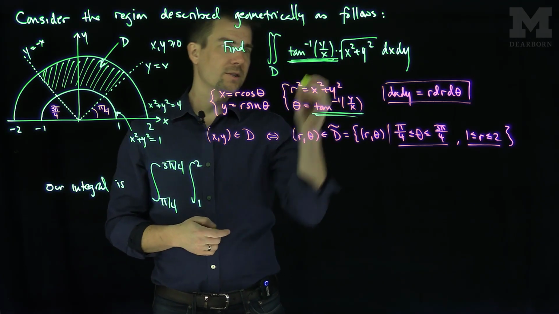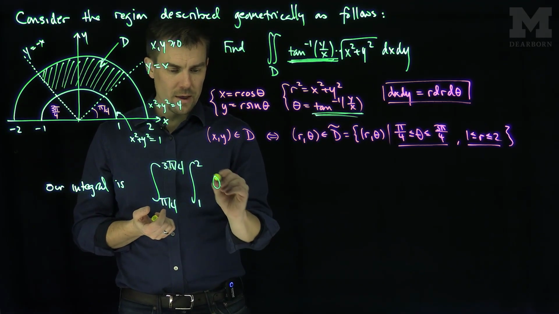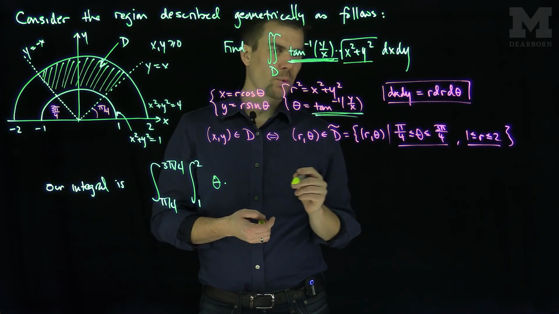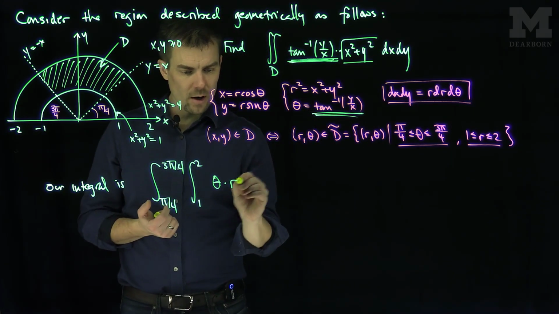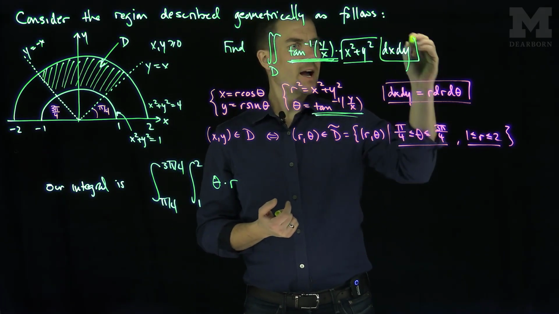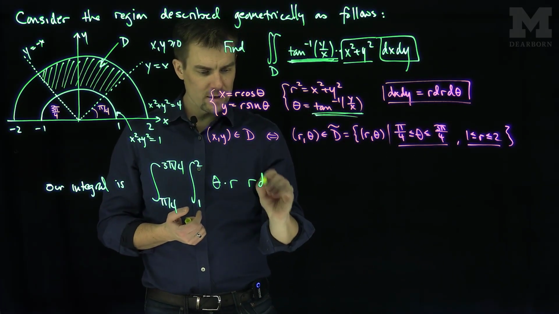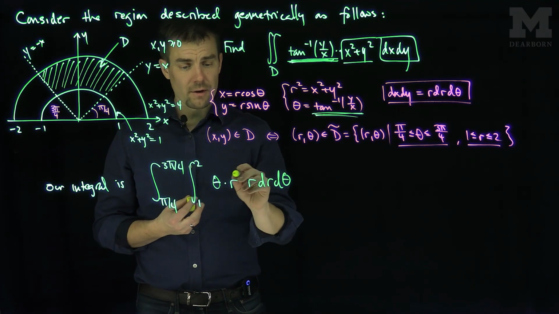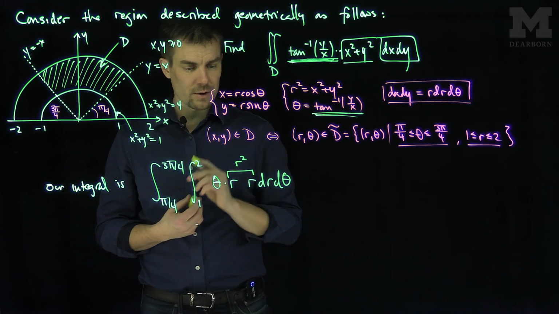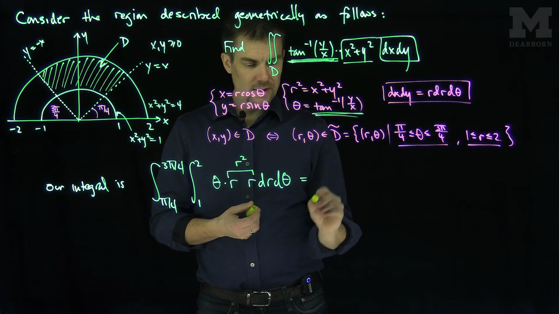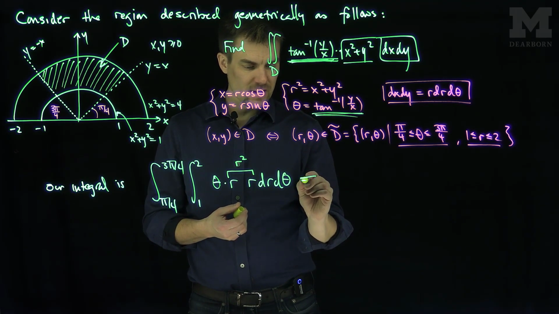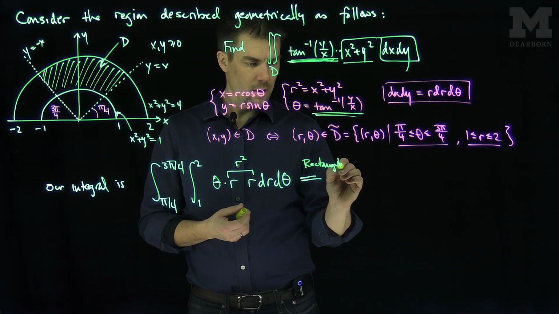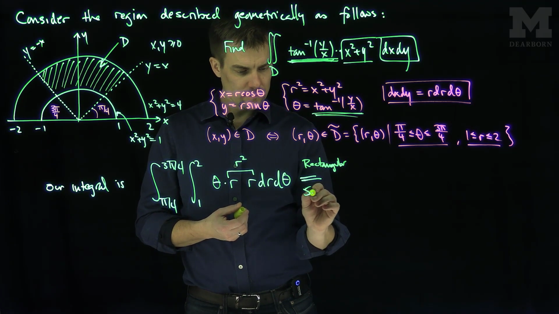So we're going to replace this tangent inverse of y over x with a theta. And then this square root of x squared plus y squared is r. And then I replace dx dy with r dr d theta. And so now I have a function of theta times a function of r. This is really r squared. And so this is solvable by rectangular separation, since I have a function of r times a function of theta.